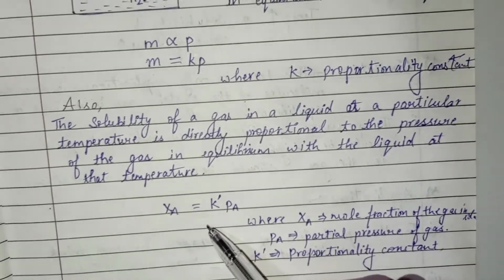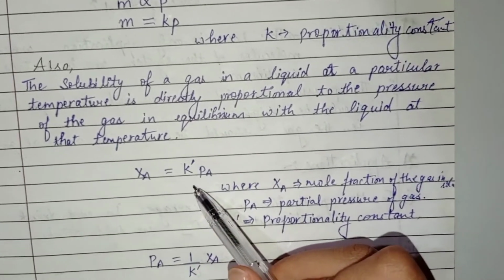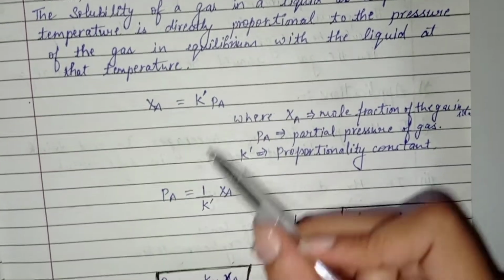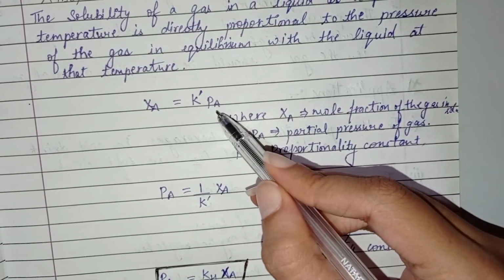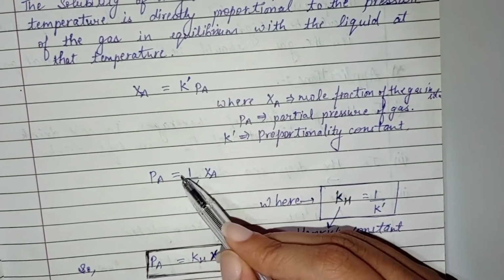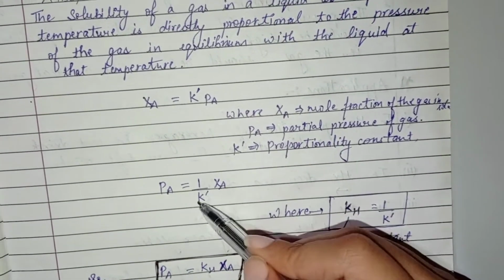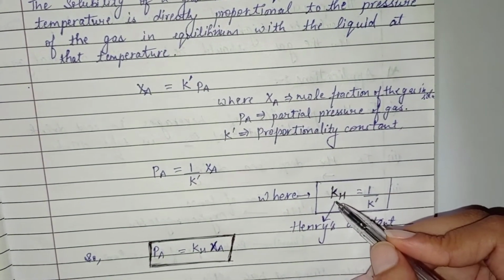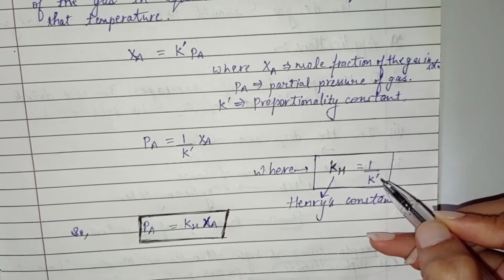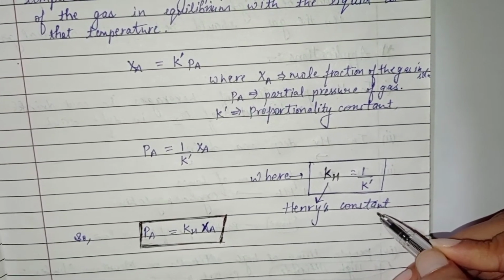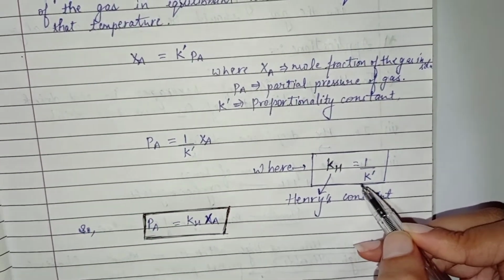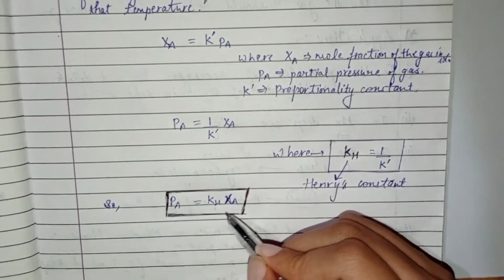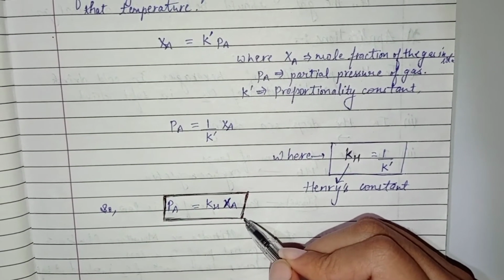The value of KH depends upon the nature of gas and nature of solvent and temperature. So if we find the value of PA, then PA will be equal to 1 upon K dash XA. Now, KH is equal to 1 upon K dash. KH is Henry's constant. So, if we put the value of 1 upon K dash as KH, then we will get PA is equal to KH XA.